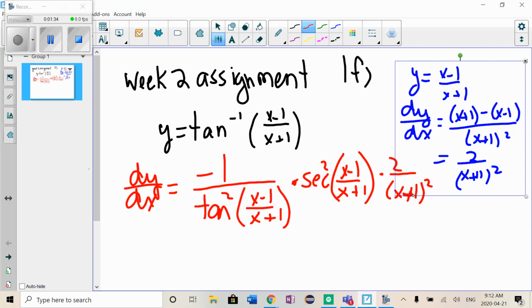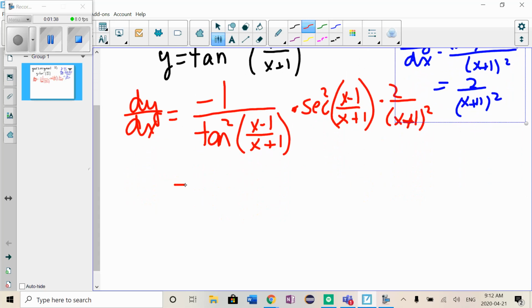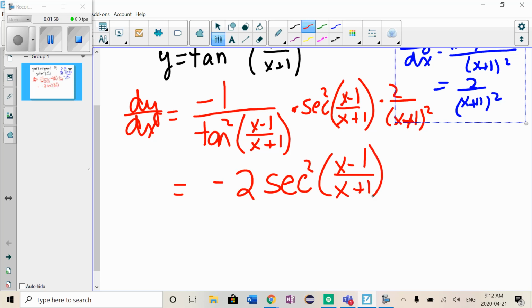And I didn't really care how much you fixed it up, though you should definitely do something to it. So the negative times the 2 is going to be a negative 2. And you've got a secant squared of that stuff over, in the denominator, an x plus 1 squared. And then I've got this tan squared.